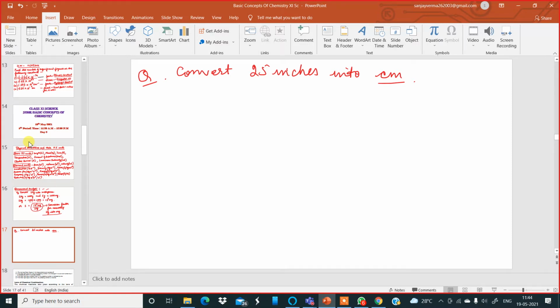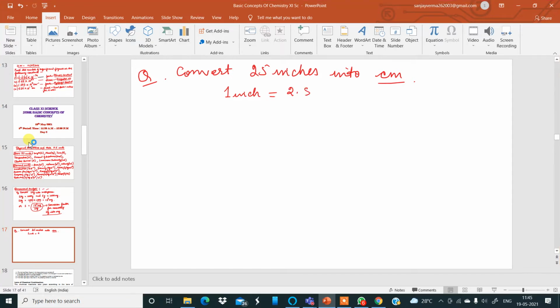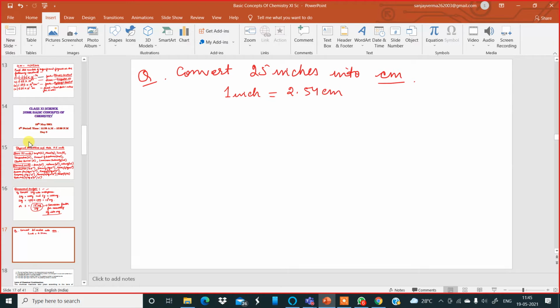If you remember from class 9 and 10, 1 inch is equal to how many centimeter? No, not 12. 2.54 centimeter. 1 inch is equal to 2.54 centimeter. So what is the conversion factor? 2.54 divided by 1 inch, no? So this is the conversion factor. Yes or no?